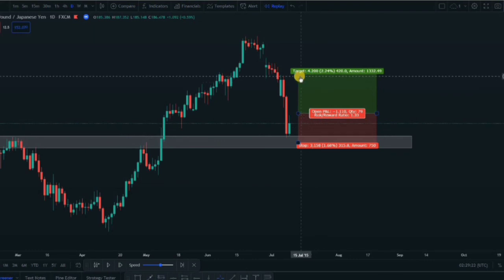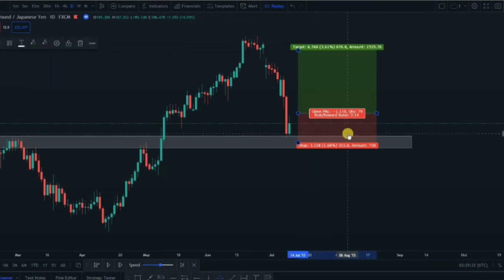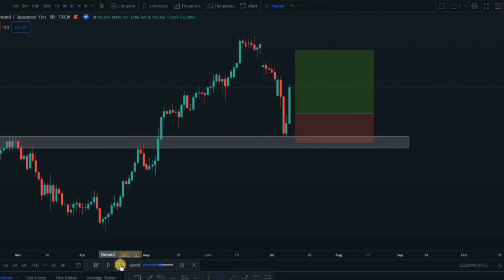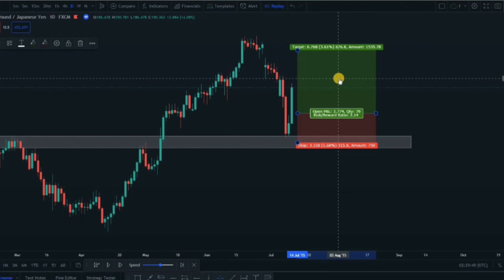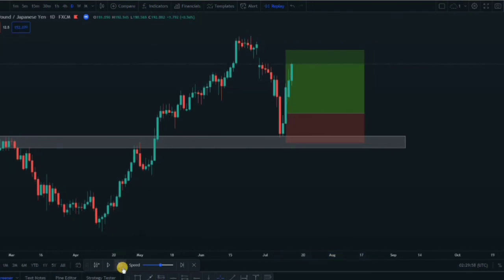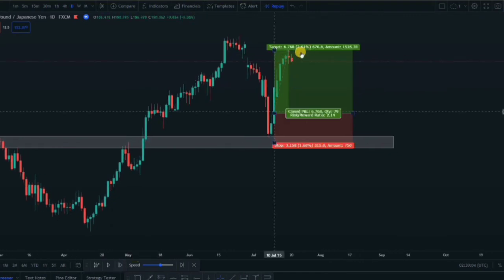And I'm going to target slightly below the swing high. This trade has a risk to reward ratio of 2.14. So let's see how it goes. As you can see, we are deep in profit. Let's see if it hits our take profit. And that is it. It hits our take profit.